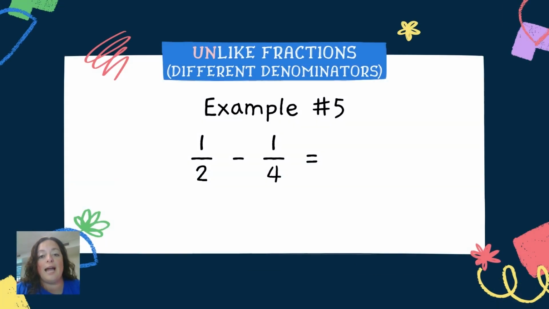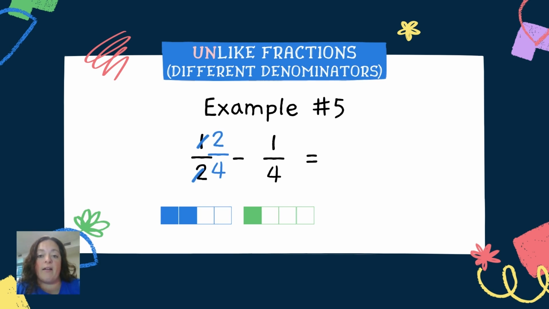Example 5, 1/2 minus 1/4. Here's our picture representation. The blue represents the 1/2 and the green represents the 1/4. But they're not the same size pieces. So I can't take away anything the size of the green piece from the blue piece. I would have to break the blue piece up into smaller pieces. So we have to find a common denominator.